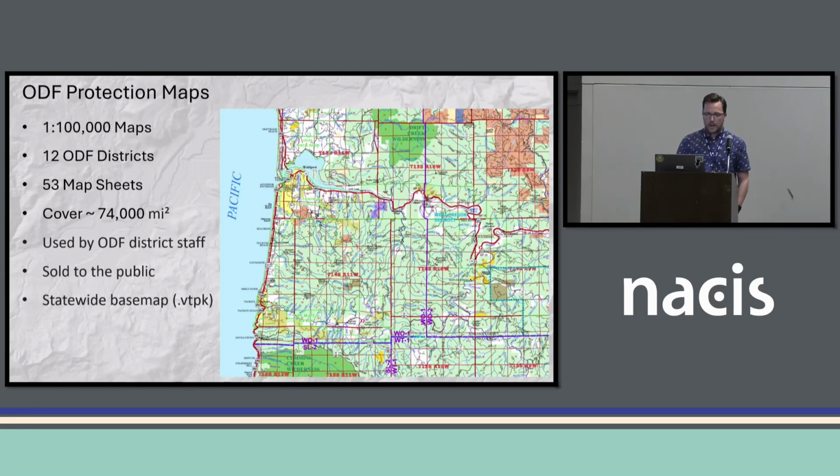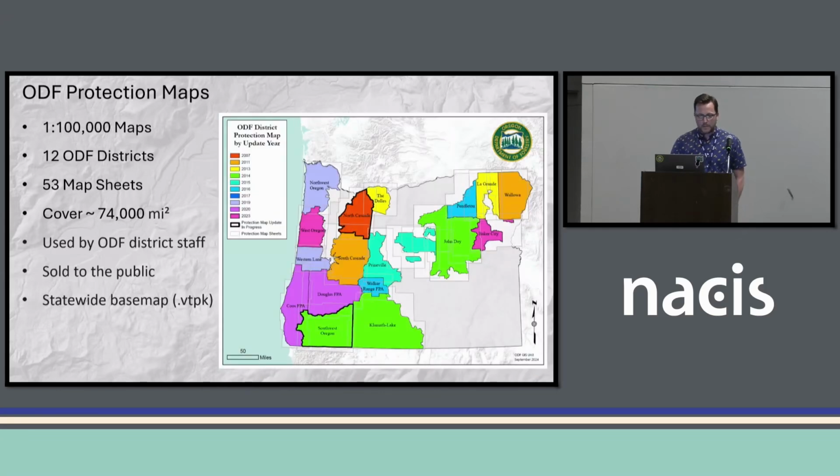And then we create digital products for use in our web applications and mobile applications that some of our field staff use as well. This map is an internal map that we use to track the age of some of the protection district maps as we go through and update them, but it outlines where our districts lie throughout the state of Oregon, and then where the map sheets are. So it's 53 total map sheets throughout the state that cover about 74,000 square miles.